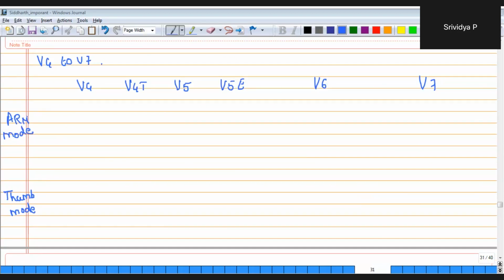We have not shown V1 to V3. From V1, ARM processors had 32-bit instructions alone. But later, in order to improve code density, they provided support for 16-bit instructions.